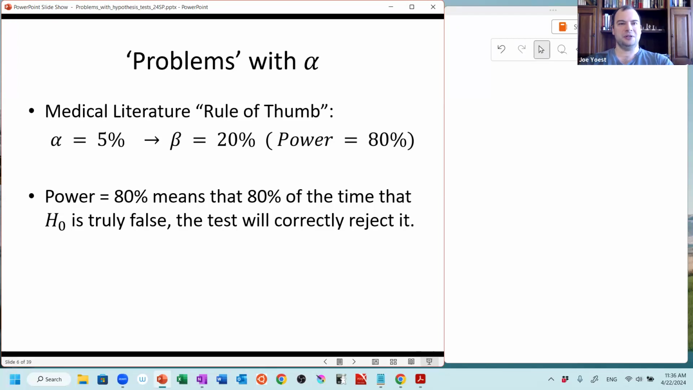Another note is that there's a medical literature rule of thumb that for an alpha of 5%, beta is probably going to be around 20%, or the power of the test is around 80%. So a power of 80%, power is 1 minus beta, means that 80% of the time that the null is truly false, the test will pick up on that and will correctly reject it. So if the null is false, we get a rejection 80% of the time. That seems like a pretty decent power.